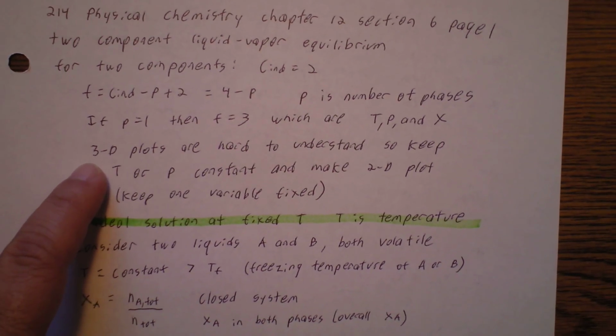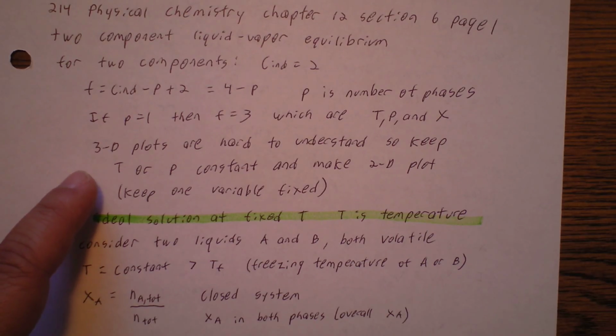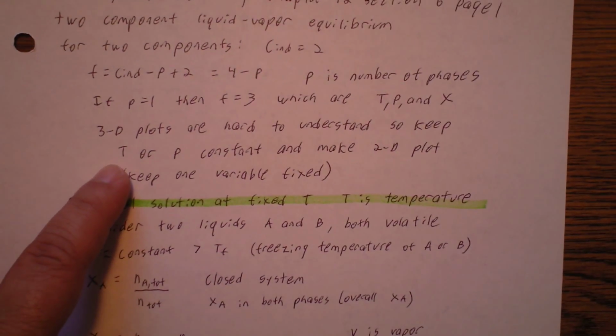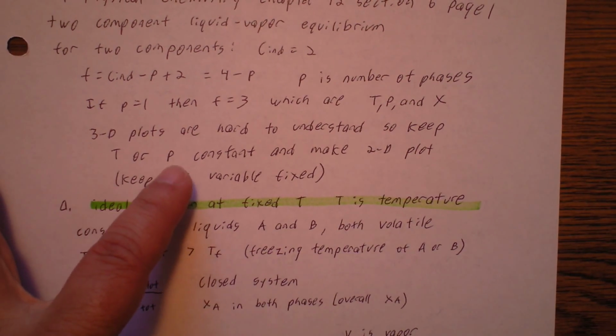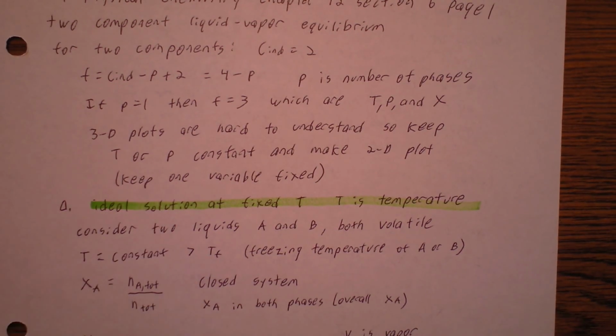Now, if we wanted to graph that, it would have to be a three-dimensional plot, and those can be difficult to understand. So what we're going to do is keep temperature or pressure constant, and then we'll make a two-dimensional plot. We'll just keep one of those variables fixed.